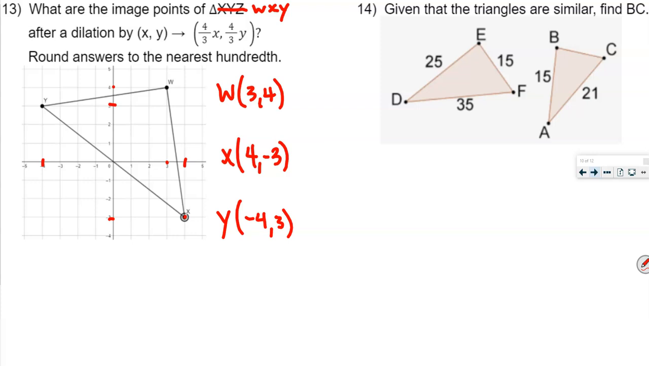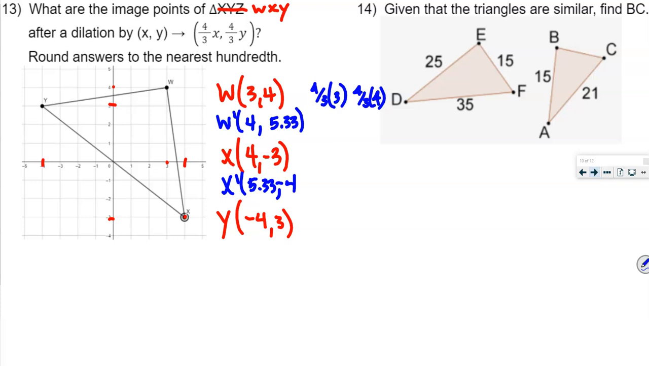Okay, so to find these answers, we're going to multiply 4/3 times 3, and we're going to do 4/3 times 4, okay? So when we do 4/3 times 3, for W prime, we're going to get 4. And we're going to get 5.33. Okay, so now think. We've already done 4, so we don't have to do it again. So this one for x prime is going to be what? 5.33. And didn't we already do the 3? We did. Only thing is this time it's going to be negative, right? So that's going to be a -4.